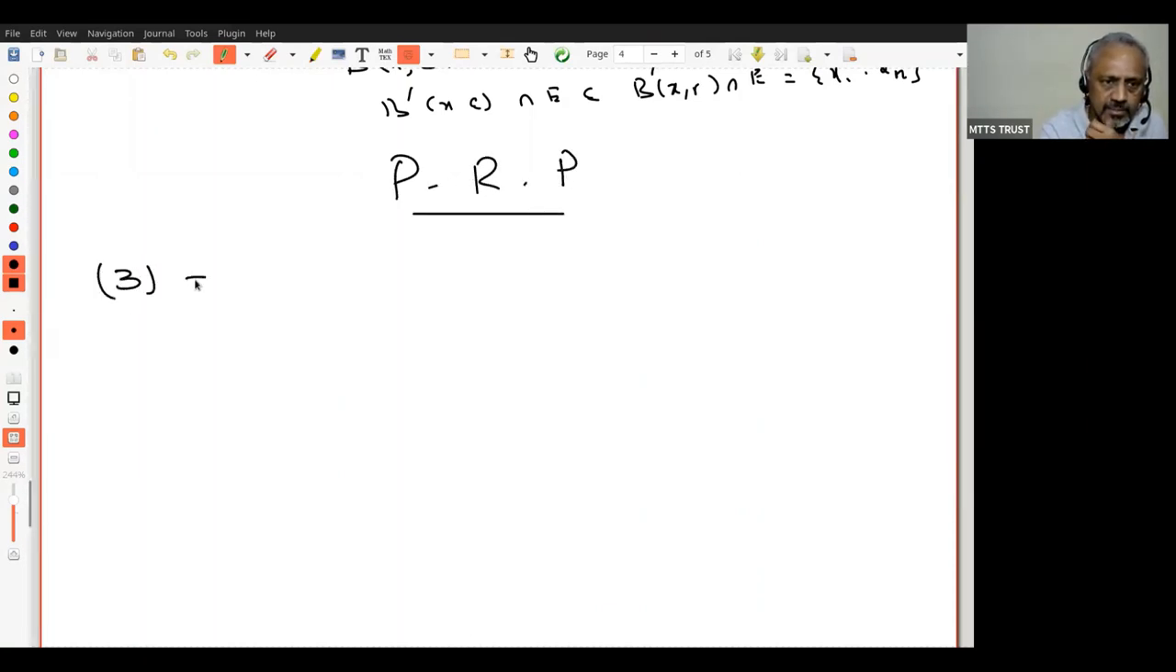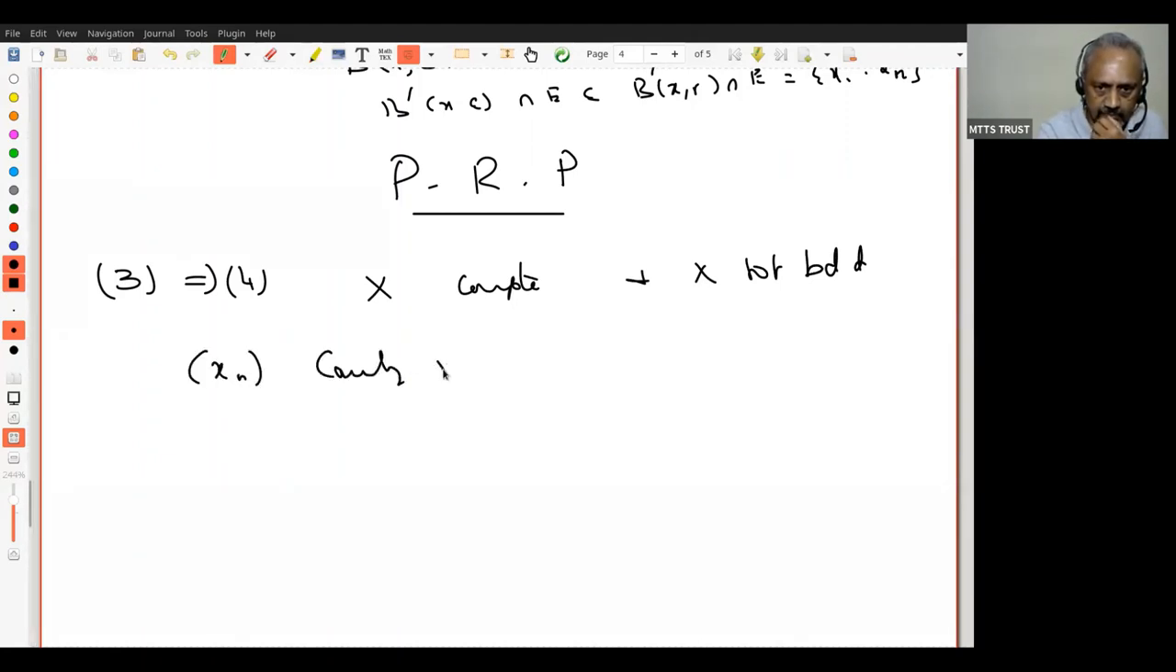Now I want to say 3 implies 4. What is 3? Every sequence has a convergent subsequence in X. Then I want to prove X is complete and X is totally bounded. X is complete is easy because suppose xn is Cauchy in X. By our hypothesis 3, every sequence has a convergent subsequence. That means there exists xnk, a subsequence of xn, which converges to some point x in X.